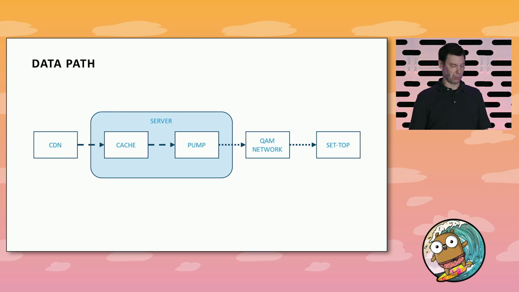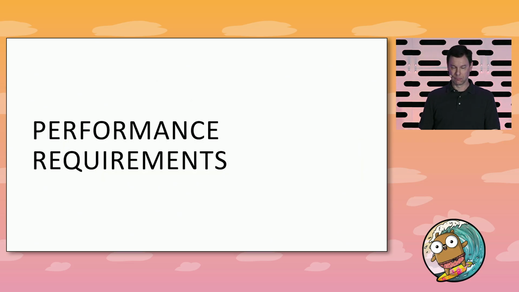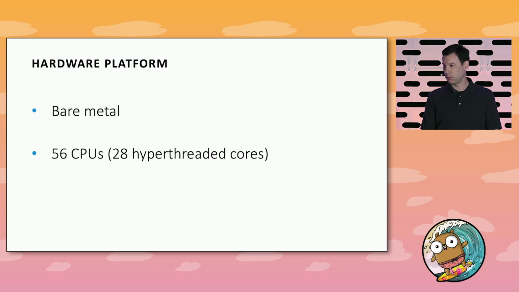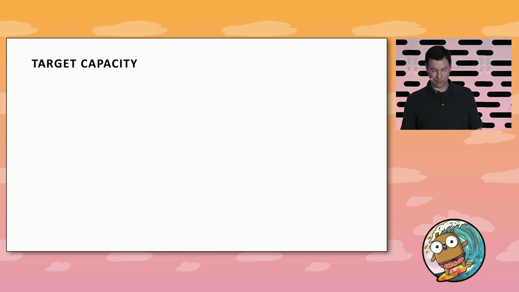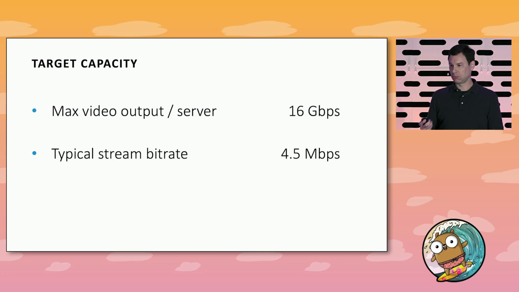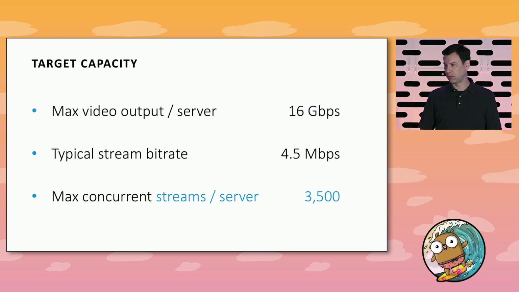So let's look at what our performance requirements are. Like I said, we're running this on bare metal. Our machines have 28 hyper-threaded cores, so we have 56 CPUs. Our target capacity, we need to be able to deliver about 16 gigabits per second at peak load out of one server. Typical single stream will be 4.5 megabits per second bit rate, which means that we need to support 3,500 concurrent streams on one server.